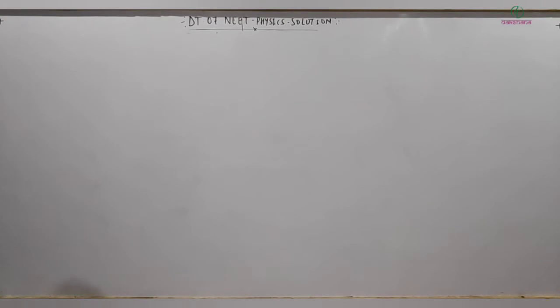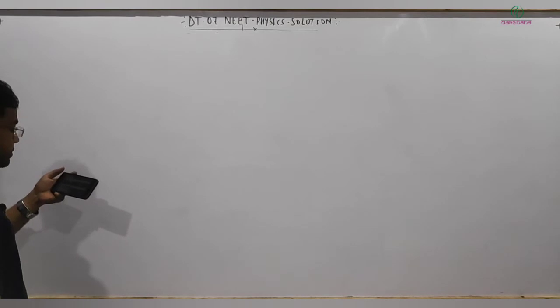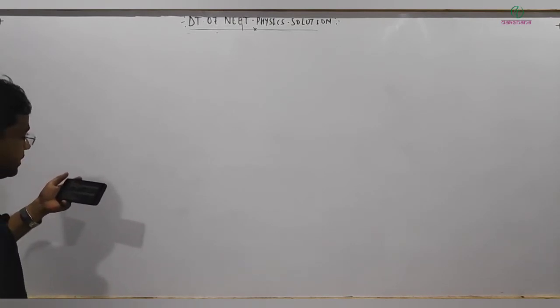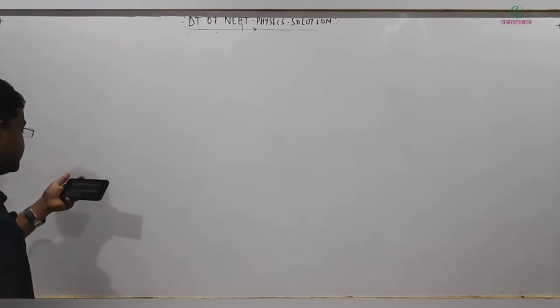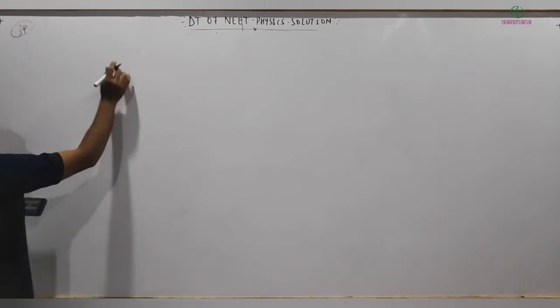Question number 39 here: two long wires carrying equal current I flowing in opposite directions. Which of the arrows labeled A to D correctly represents the direction of the magnetic field due to the wires at a point located at an equal distance D from each? So this is actually a straightforward, simple question.